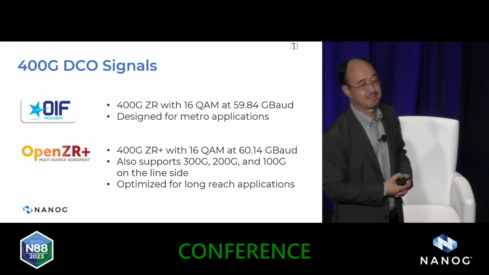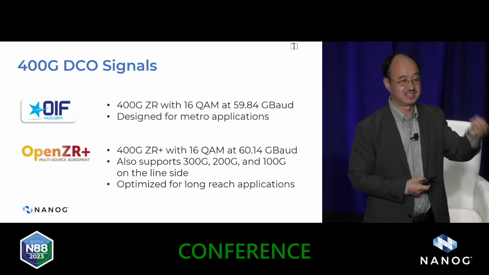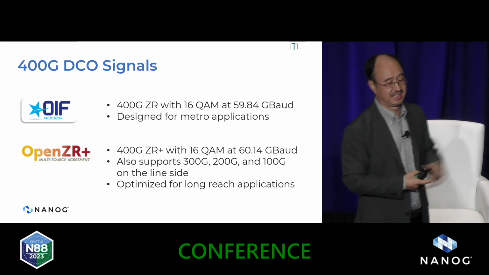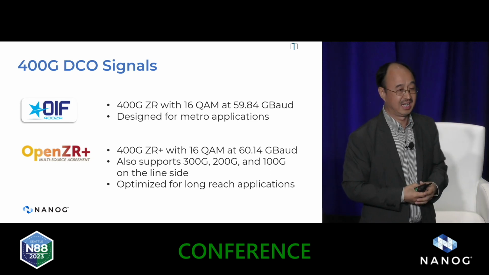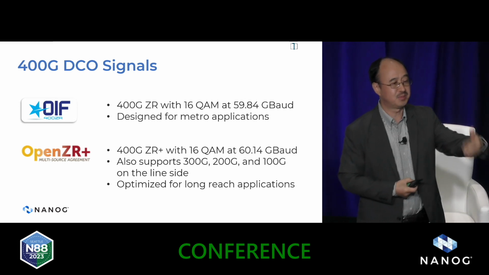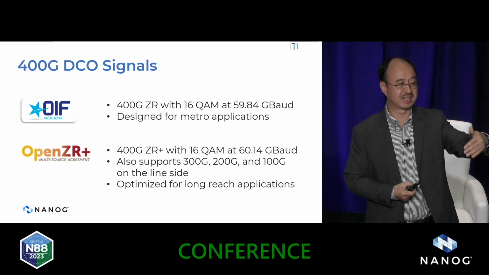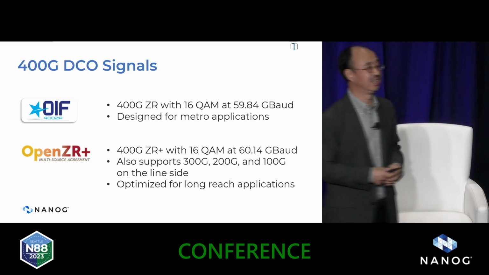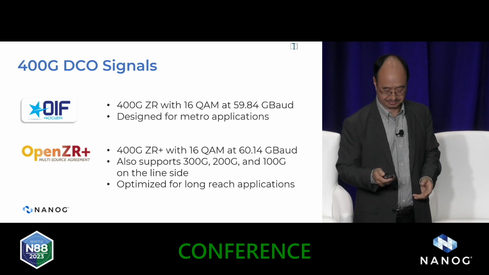The OpenZR Plus is an MSA. It defines the ZR Plus or ZRP optics. It is 16 QAM, about 60 gigabaud. What's different with the ZRP is that you can support multiple line rates, multiple client rates, 100, 200, 300 gig, in addition to the 400 gig. And it is optimized for the regional long-haul networks.